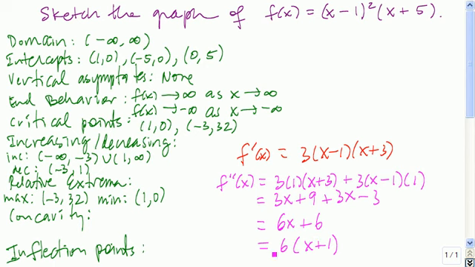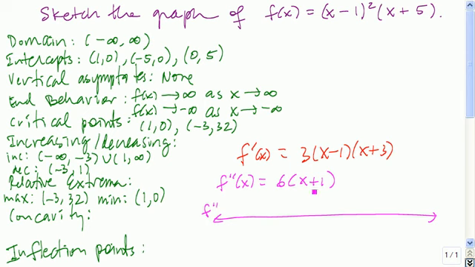Okay, so now we need to find the concavity of the function, which means we need to make a number line for the second derivative. So we start by marking on the number line everywhere that the second derivative is either 0 or undefined, and that only happens at negative 1. Okay, so this indicates that we're making a sign chart for the second derivative, and this indicates that the second derivative is 0 there. Now we just need to choose test points to see where f double prime is positive and where it's negative.